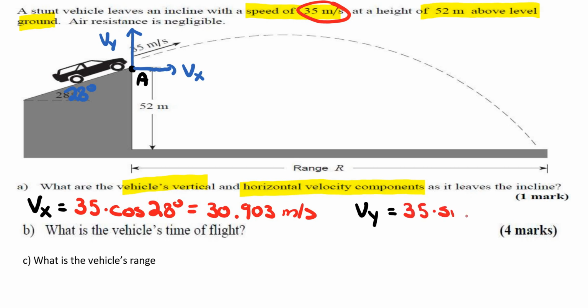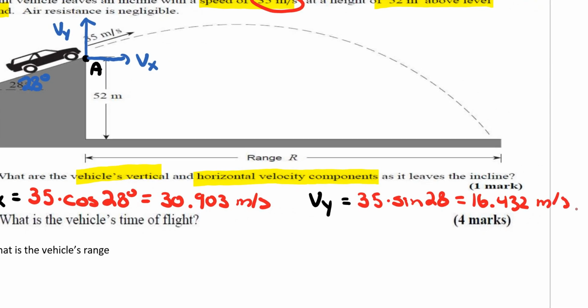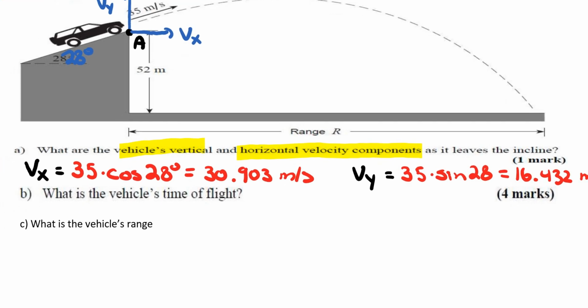And for my vertical velocity component, that's going to be 35, which is the initial speed, times sine of the angle, so sine of 28 degrees, and that equals 16.432 meters per second. So that's it for part A. That's the vehicle's vertical and horizontal velocity components.